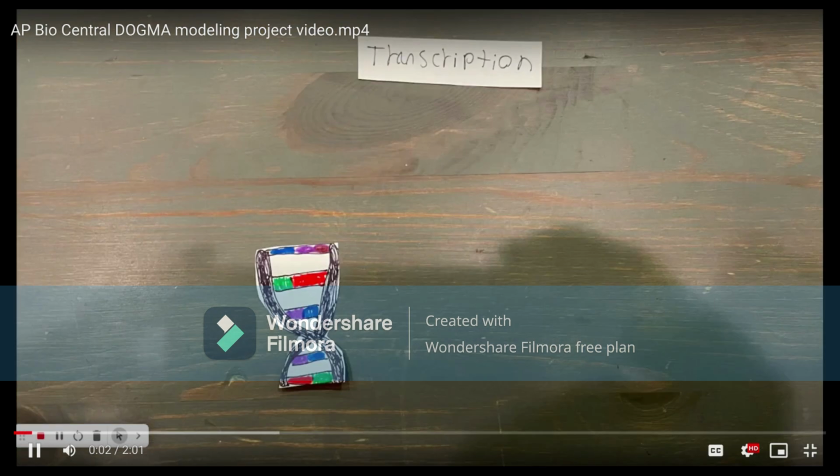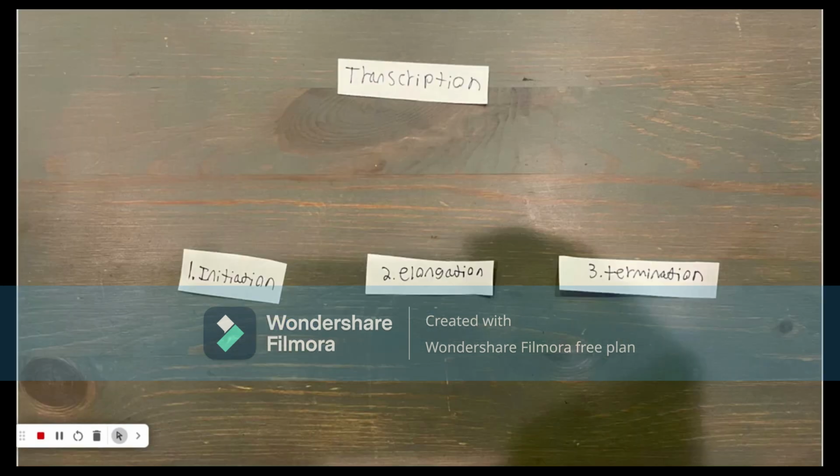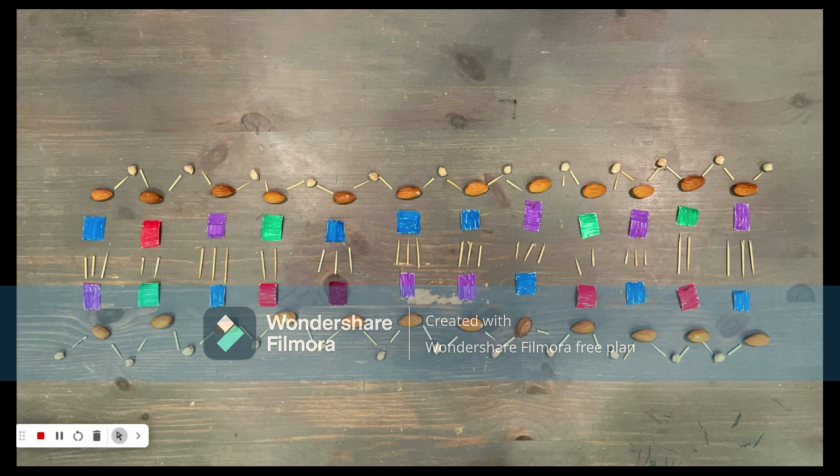After DNA replicates, the next step is transcription. Transcription is the process by which DNA is converted into messenger RNA. Transcription has 3 main parts to it: initiation, elongation, and termination. Transcription begins with a double-stranded DNA molecule.